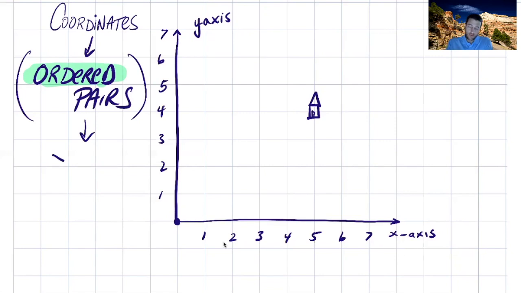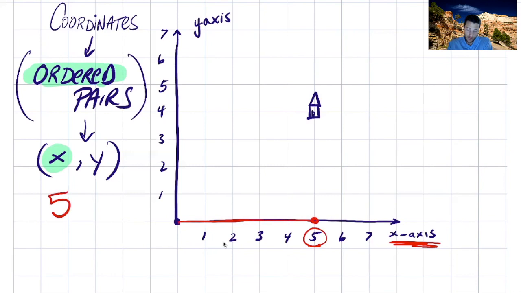If you don't remember the order, here's a quick tip. What comes first in the alphabet? X, then Y. So the X coordinate always comes first. So what does that mean? Well, I need to go to my X axis and find out how many I need to go over first. So I first need to go over to 5. There's my X coordinate.